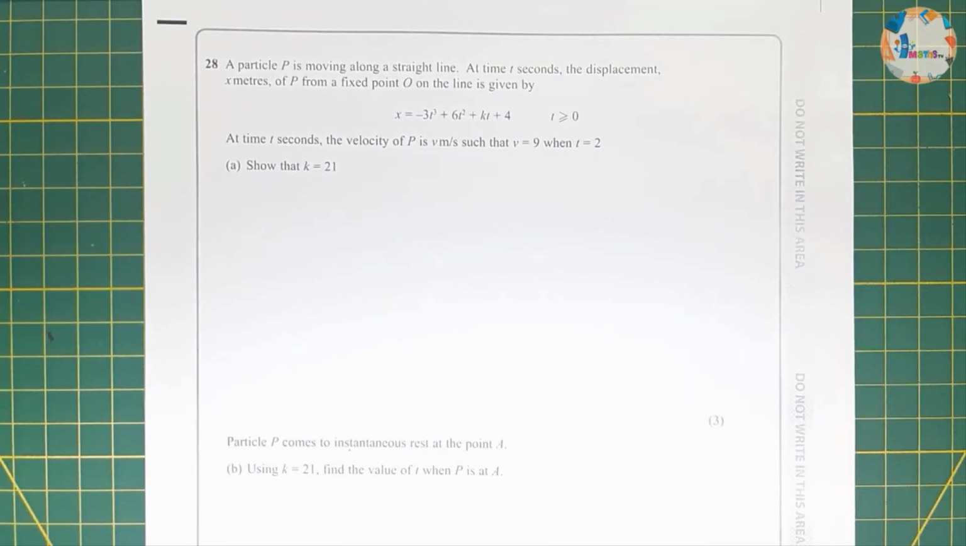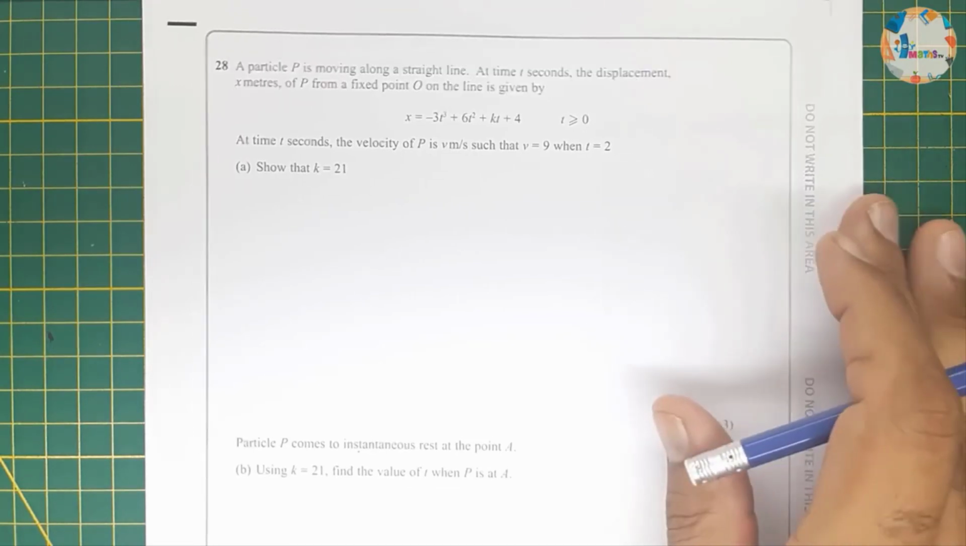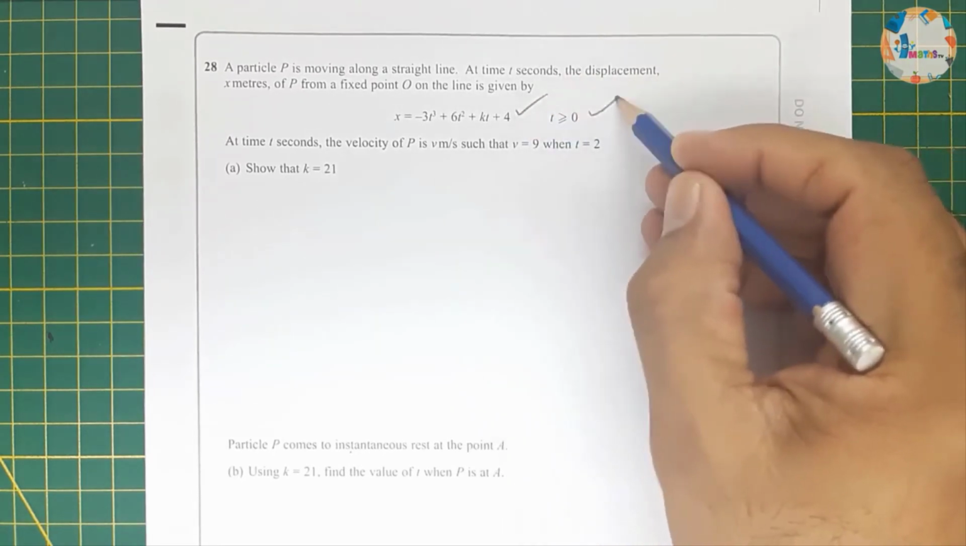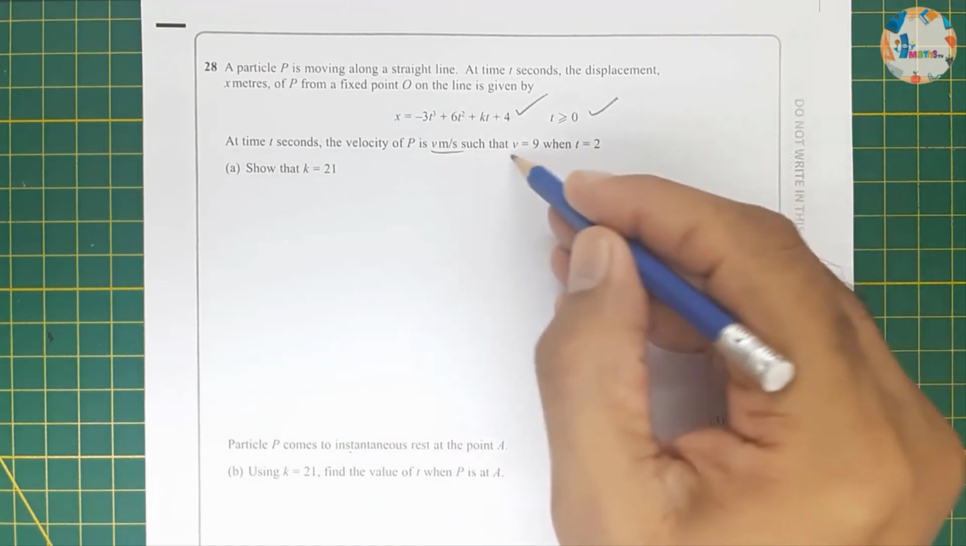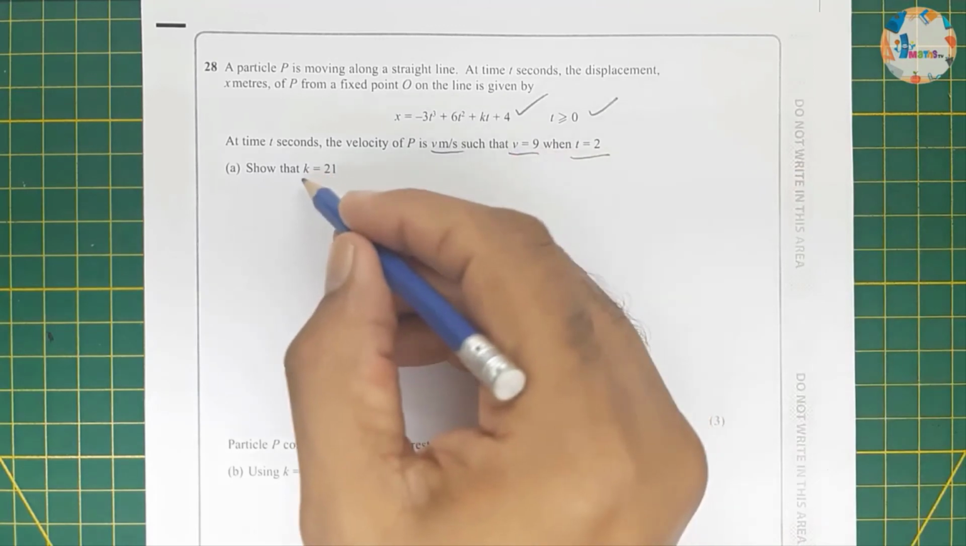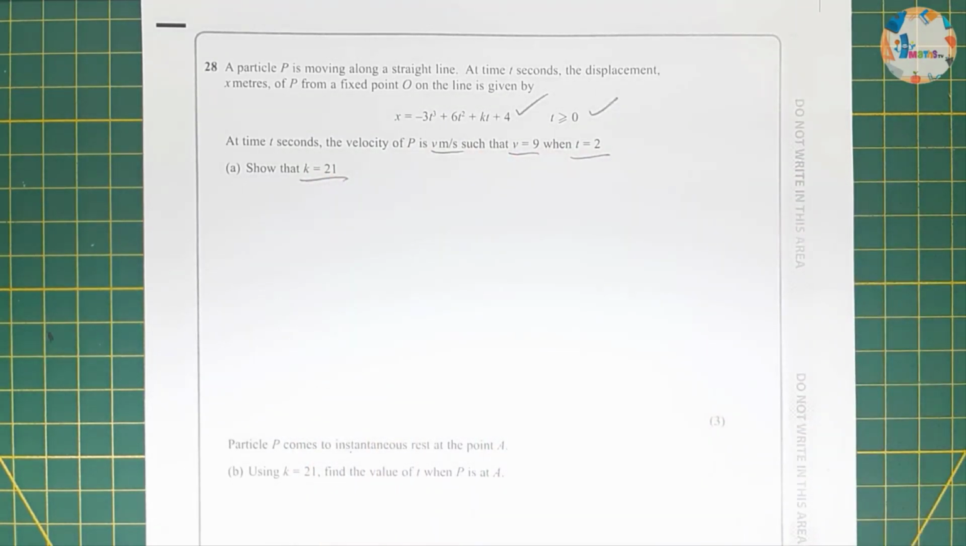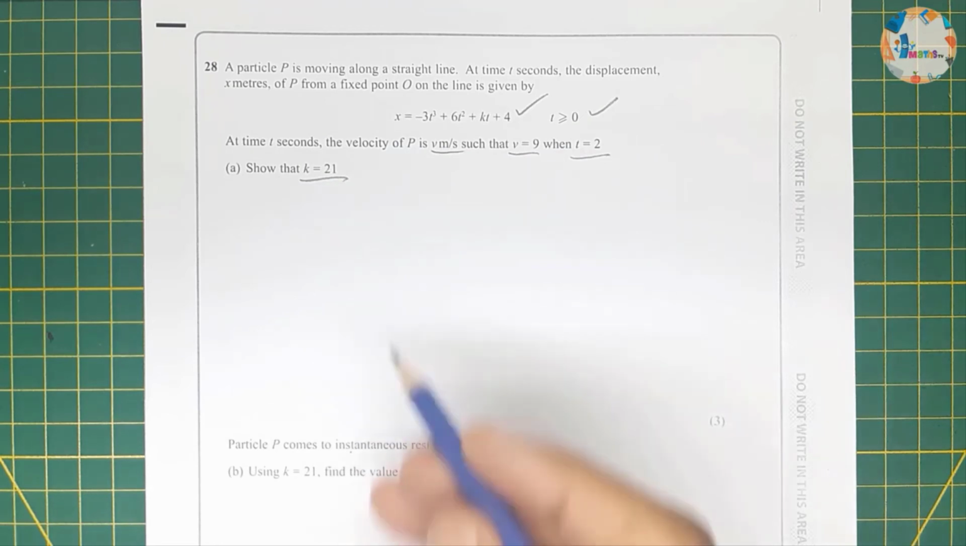It is saying that a particle P is moving along a straight line at t seconds. The displacement x meters of P from a fixed point O on the line is given by this equation provided, for t greater than or equal to 0. At time t seconds, the velocity of P is v meters per second. When v is equal to 9, t is equal to 2. Show that k is equal to 21. We have to show that this is equal to 21.